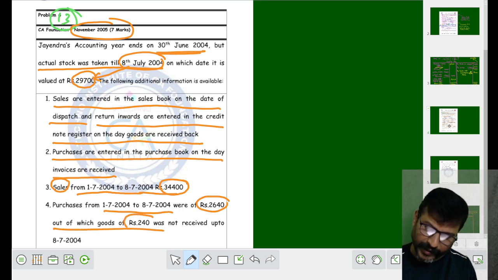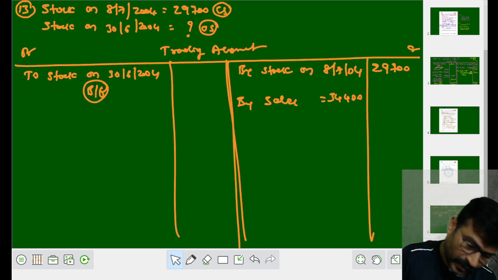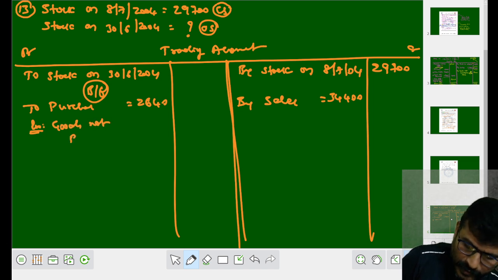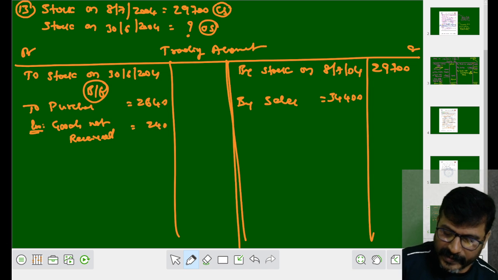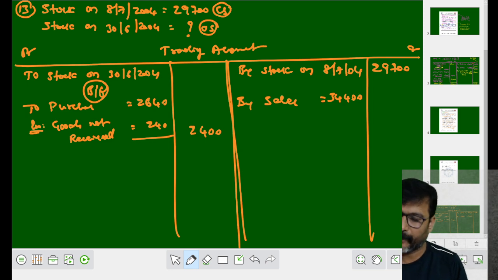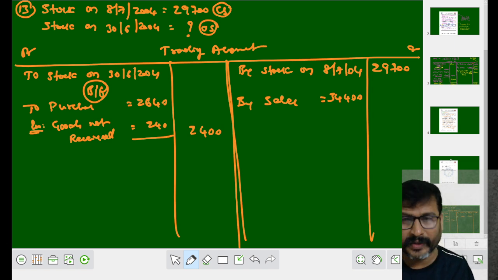Purchases from July 4 to 8th July were 2,640, out of which 240 goods were not received. Not received means what to do? Minus. Out of what? Out of 2,640. So to purchases 2,640, less goods not received 240, my dear student, it comes to rupees 2,400. Do you understand? In purchases, subtract goods not received, it comes to 2,400.